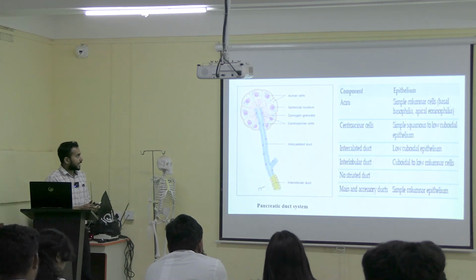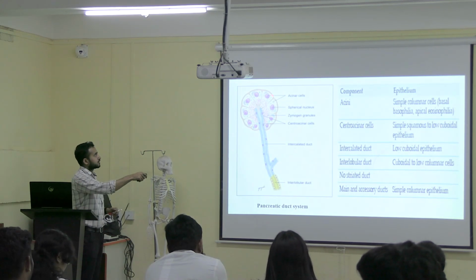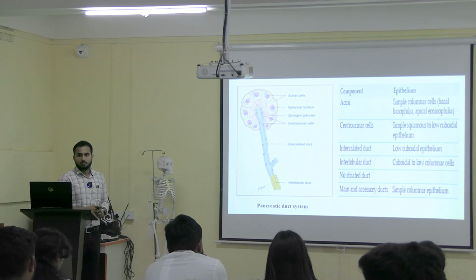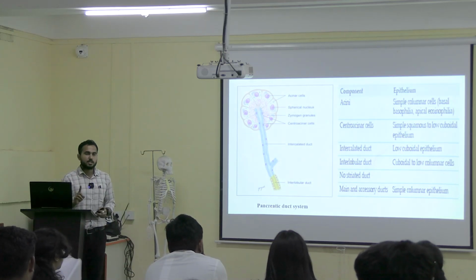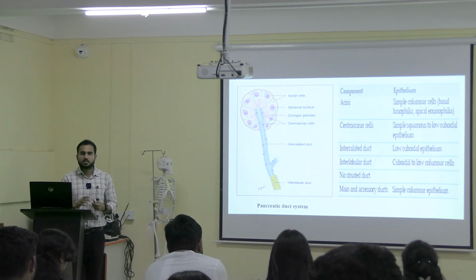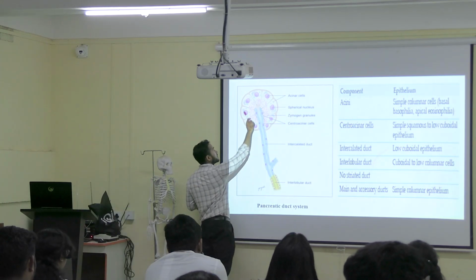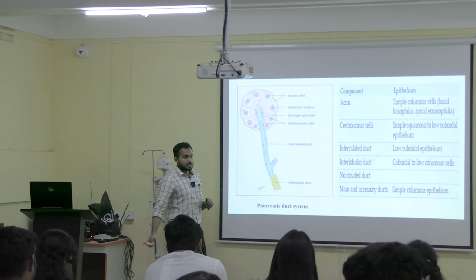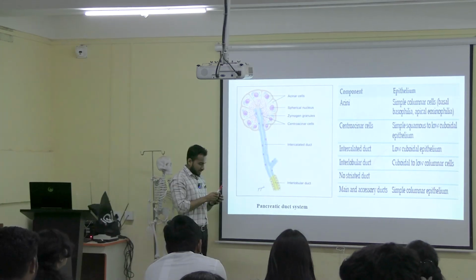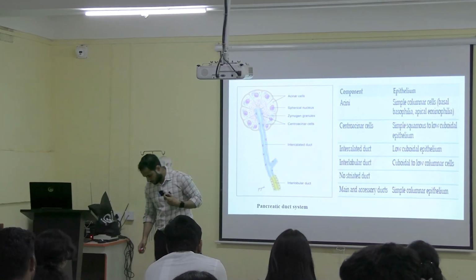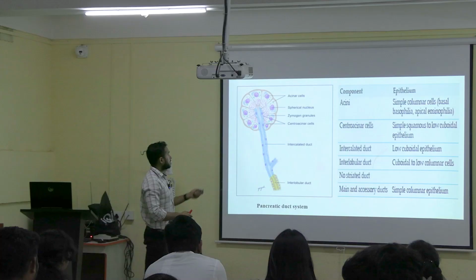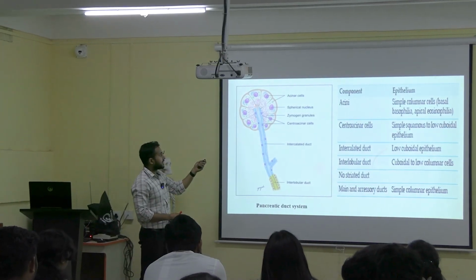Now, in this particular diagram, what is this? One acinus. If it is one, then it is called an acinus. If it is multiple, then it is called acini. Okay, so look, this is one acinus. Next, inside the acinus, what are these? These are called acinar cells.